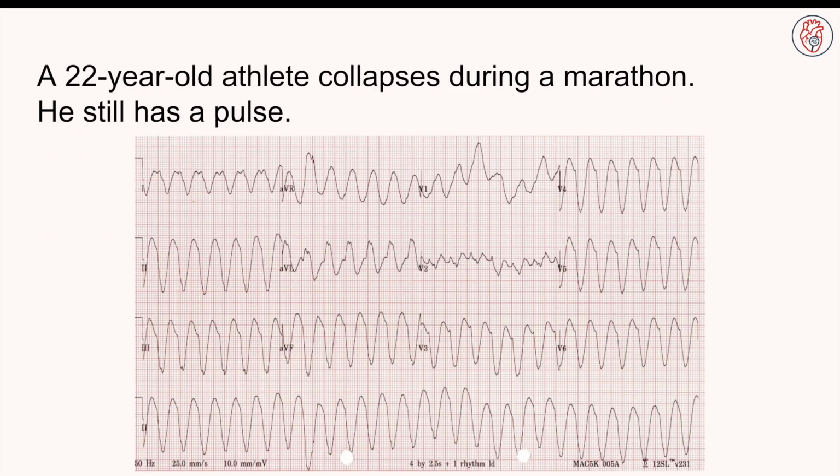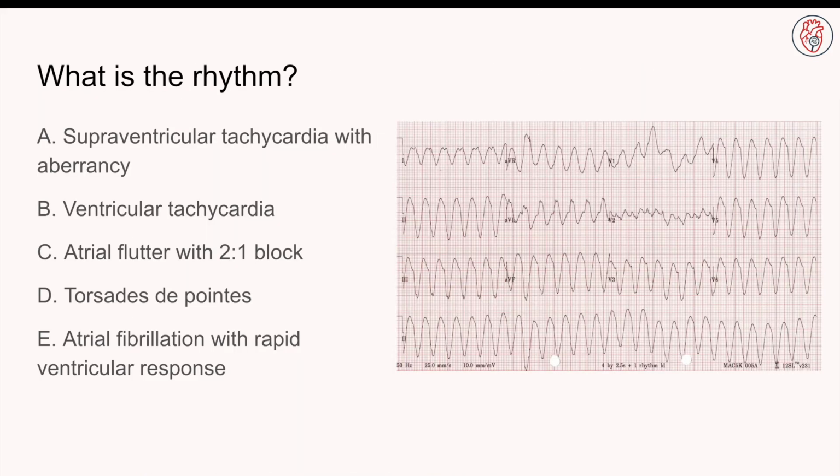All right, you have a 22-year-old athlete who collapses during a marathon. Still has a pulse. What do you see? All right, what's the rhythm? And hopefully you said ventricular tachycardia. All right, why is it this?